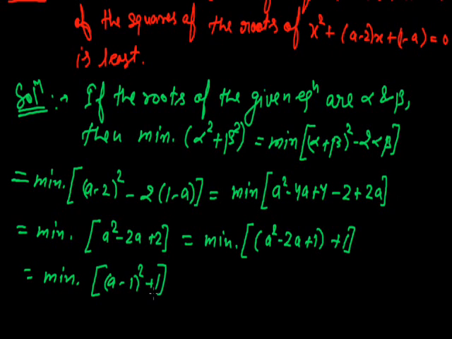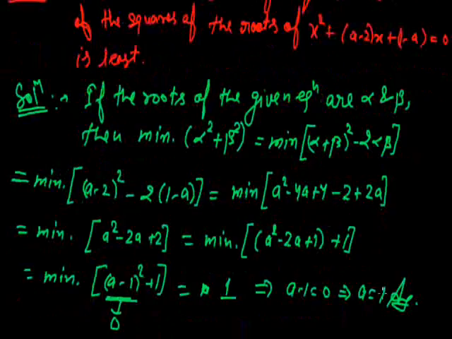Now as we know, a square function cannot have a negative value, so the minimum value of a square function is 0. So the minimum value of this expression may be 1 only, and this value will be attained at a equal to 1. So from here a minus 1 should be 0. That means a is equal to 1.